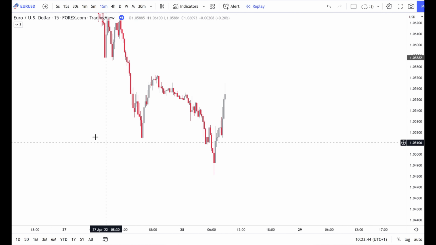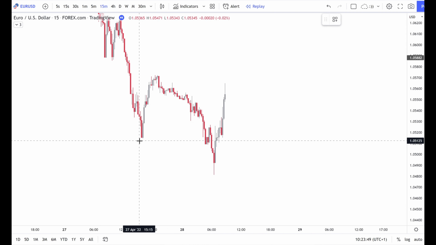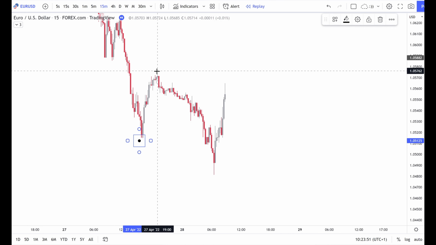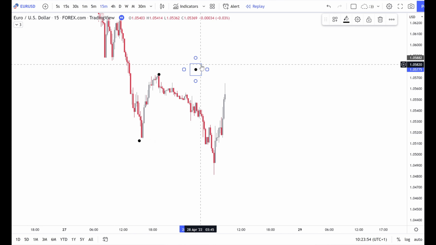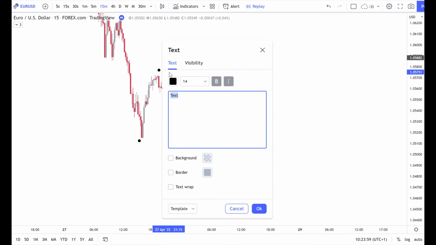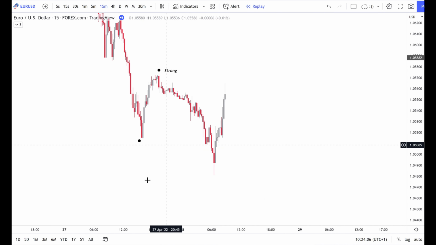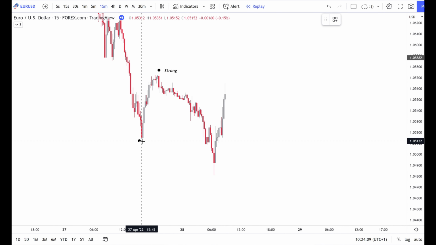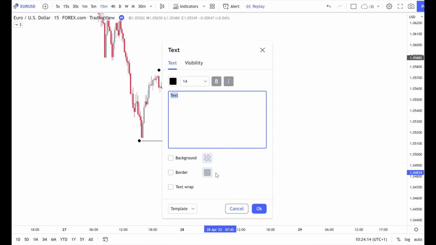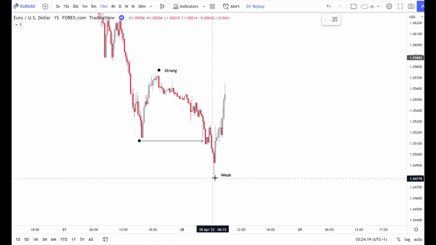So let's label these. Let's do this together. We have this low, and we have this high. This is what we call a strong high, so let's label that. Strong, protected high, whatever you want to call it. Why is that a strong high? Well, that broke structure and we've now created this weak low. So from an expectational order flow standpoint, what do we expect?